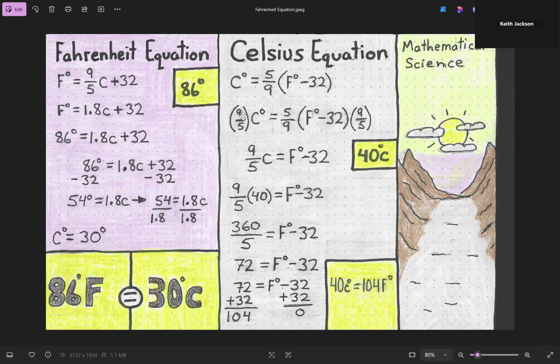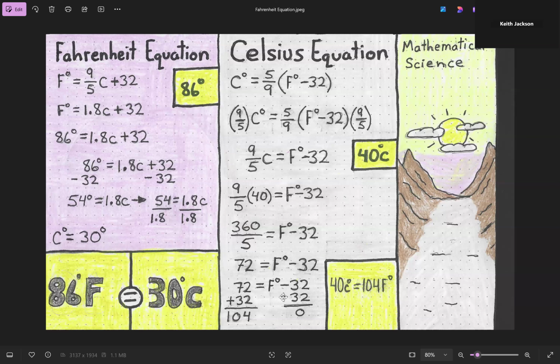And this right here, we're just going to attach that C to 9/5. And so 9/5 of C is equal to Fahrenheit minus 32. And let us plug in 40 degrees Celsius into this equation. So we're going to plug it in for C. And so now we have 9/5 of 40 is equal to Fahrenheit minus 32. We know that 9/5 of 40 is 360 divided by 5, which will give us 72. And so 72 is equal to Fahrenheit minus 32.